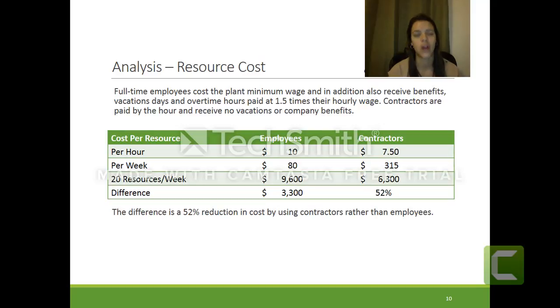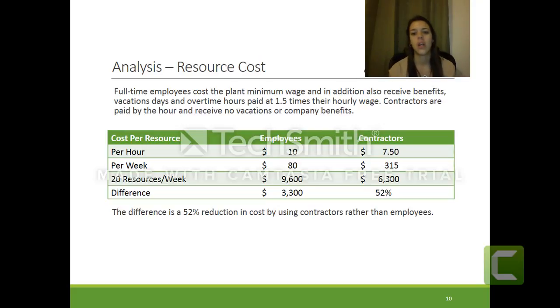We also completed analysis of resource cost. Due to our required flexibility, we would sometimes have employees working less than the 8 hours required, and sometimes we would have them more. For our full-time employees, we have to pay overtime at 1.5 times, and they also receive vacation days and benefits. Contractors are paid by the hour, and they receive no vacation or company benefits.